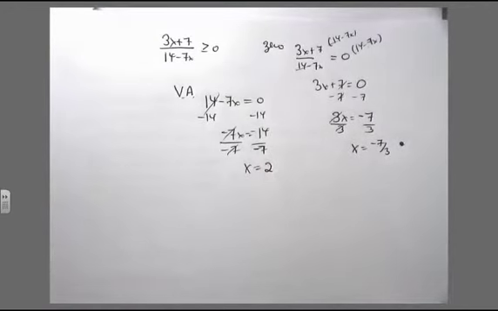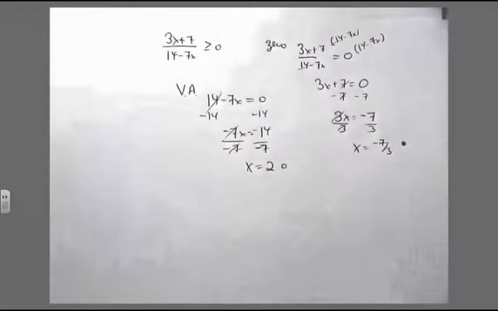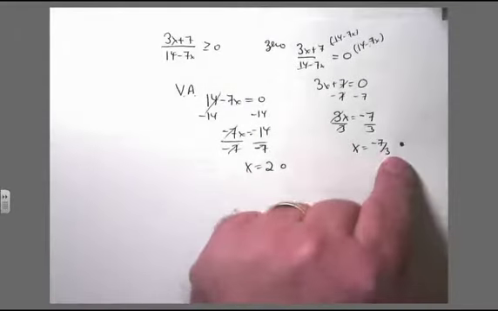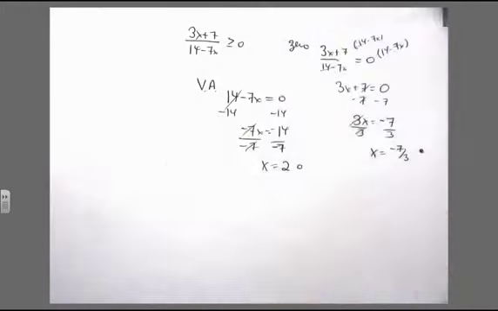But here's the deal. When it comes to vertical asymptotes, you always have to exclude these from your set, because this number 2 would be dividing by 0, and that's illegal. Does that make sense? You always omit the vertical asymptote. The zeros, you either include them or exclude them depending on the inequality, equal to or not equal to.